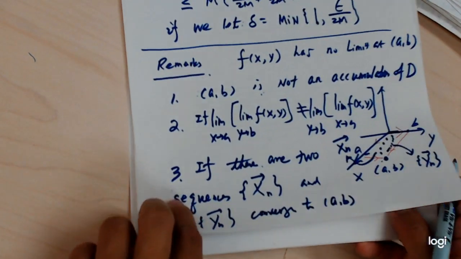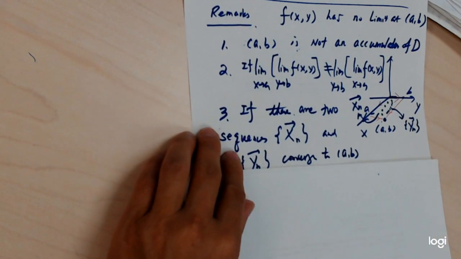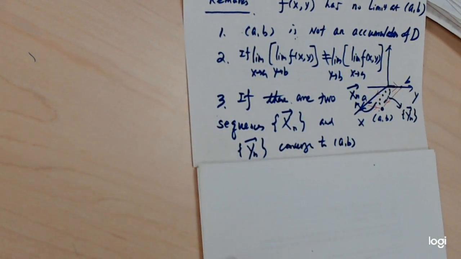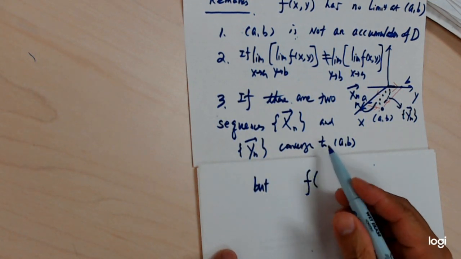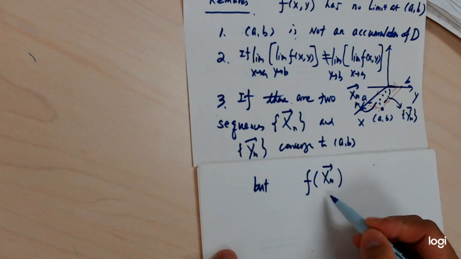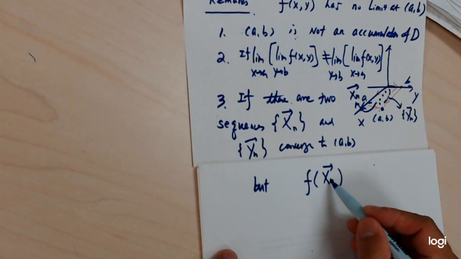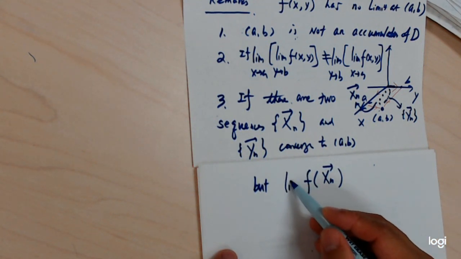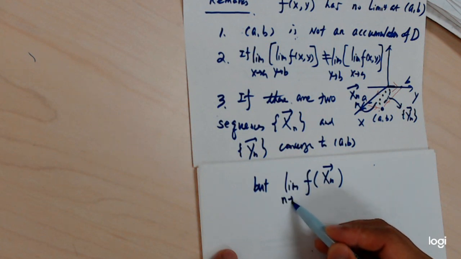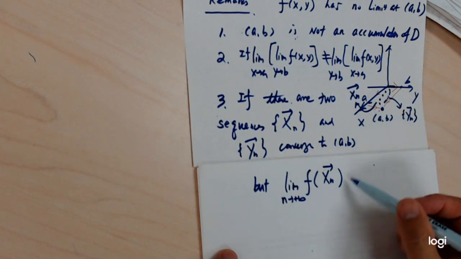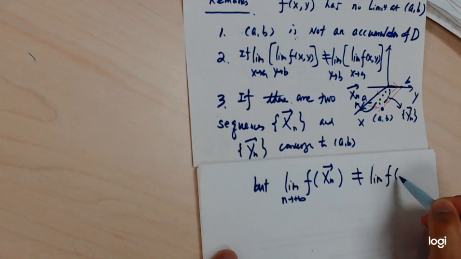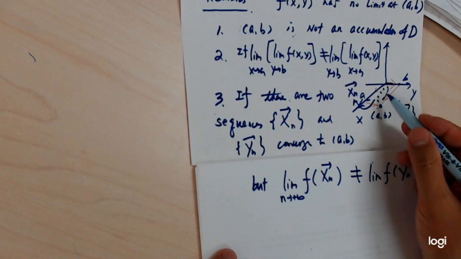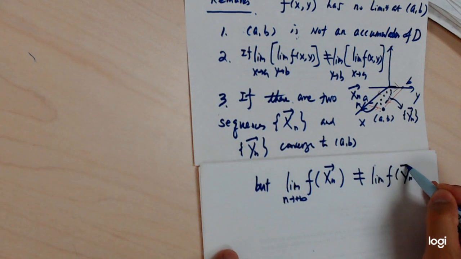You're trying to find out the limit of f at (a, b). But if there are two different sequences converging to (a, b), but the limit of the function values at those points, so this is actually a pair of numbers that you're going to plug into f, along this path is not the same as the limit of the function value along the different path, which is denoted by y sub n.